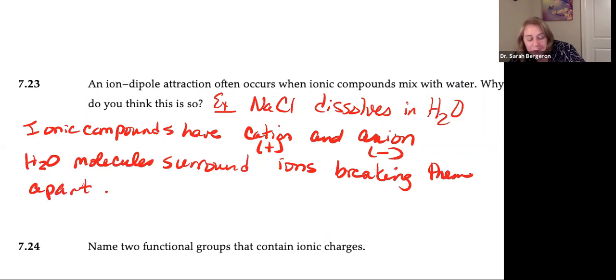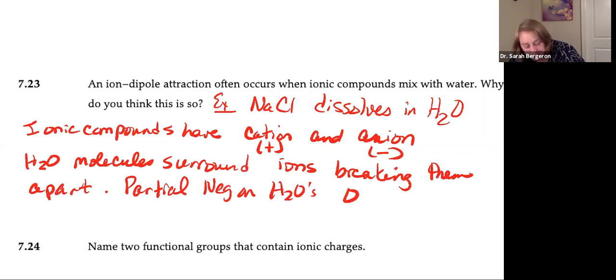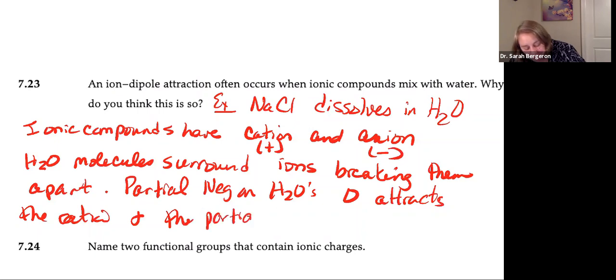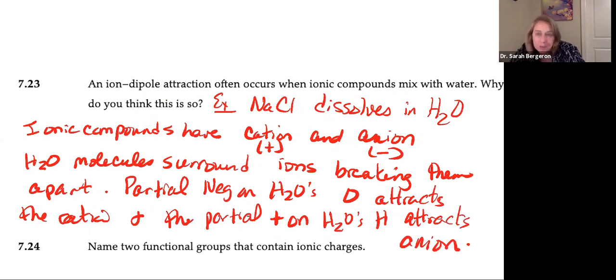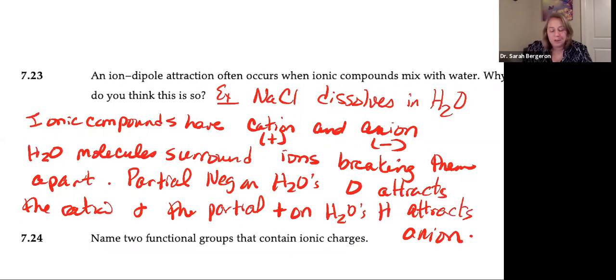Right? So how does it do that? Well, the partial negative on water's oxygen attracts the cation, and the partial positive on water's hydrogen attracts the oppositely charged anion. Opposite charges attract. Pretty nice, right?